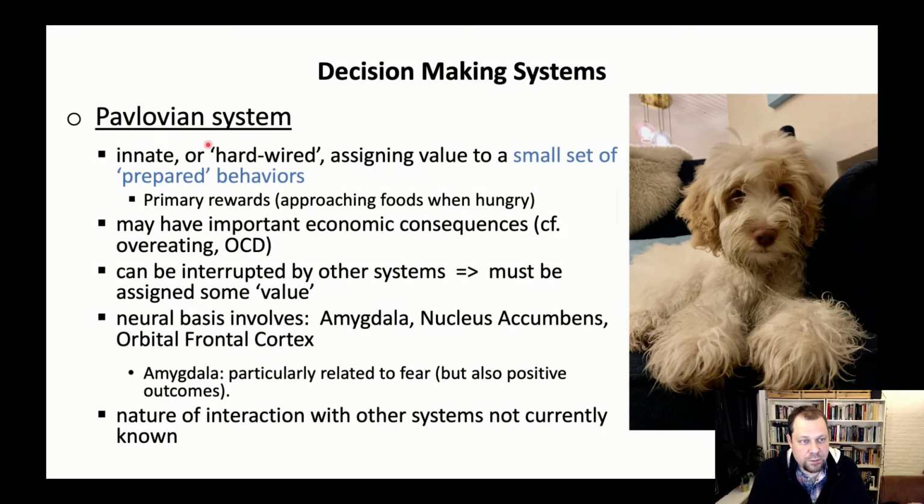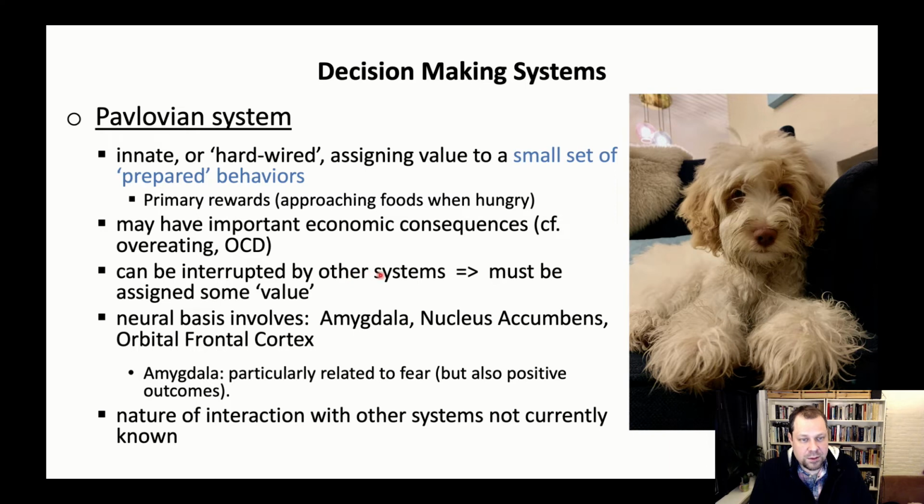I just want to make these slides available to you to go through on your own time. But this is basically what I've said already. The Pavlovian system is an innate or hardwired system that assigns value to a small set of prepared behaviors. And that is basically approach foods when hungry, when it comes to primary rewards, or avoid punishments. And this may have important economic consequences because the value that the Pavlovian system assigns food might lead to overeating, and similarly, it might lead to obsessive compulsive disorder and those kinds of related behaviors.